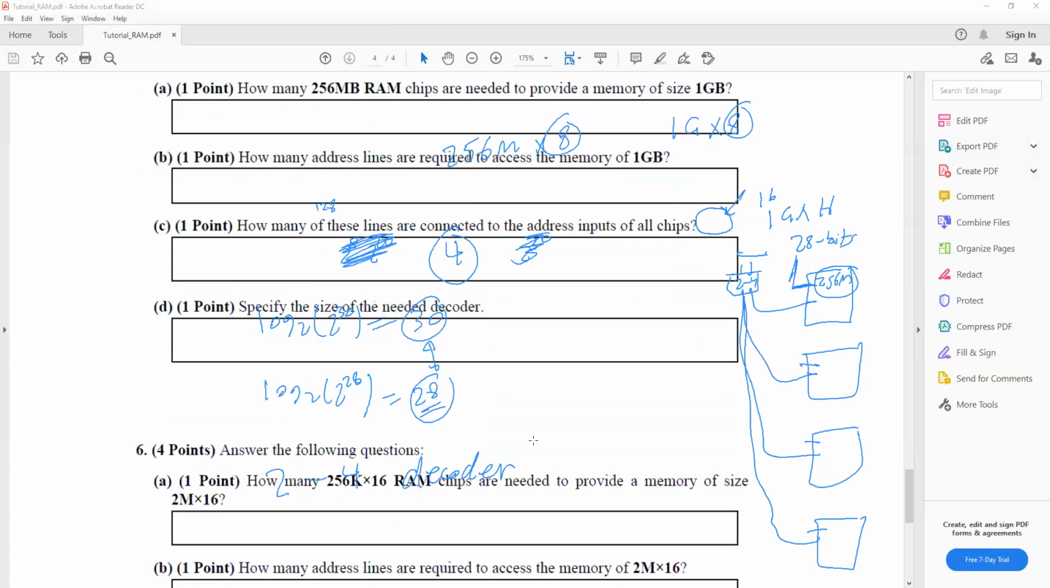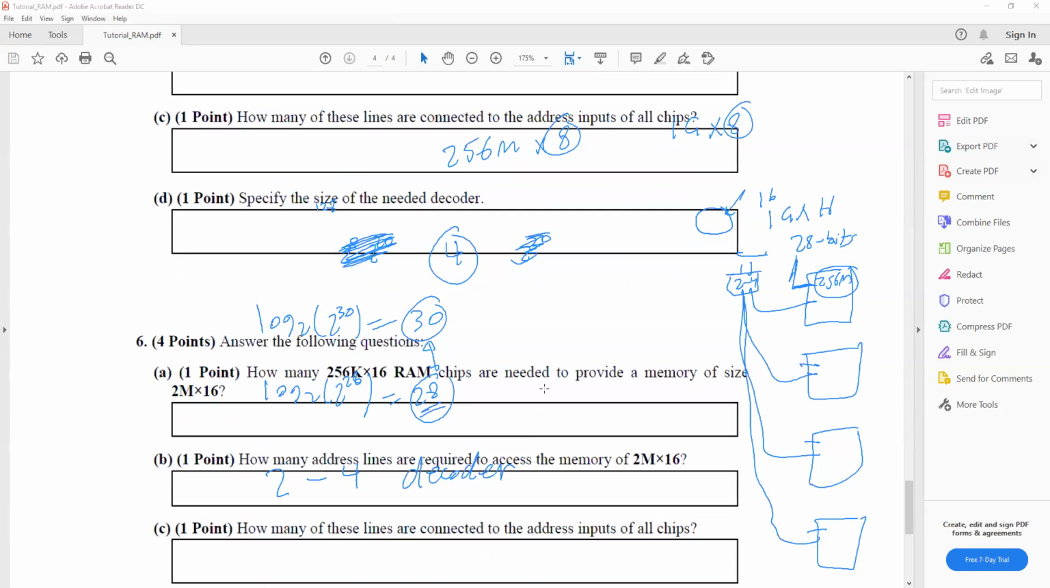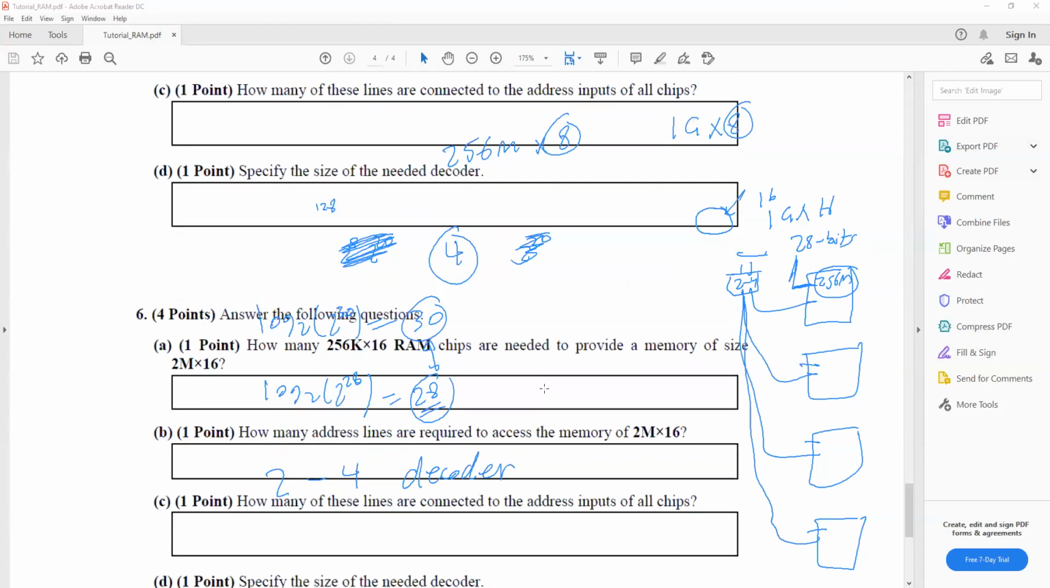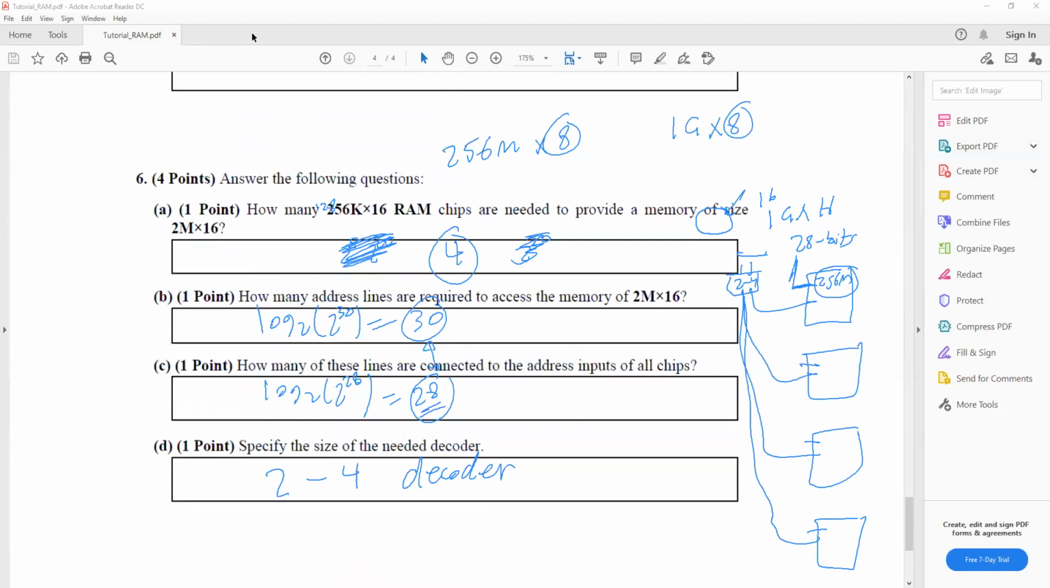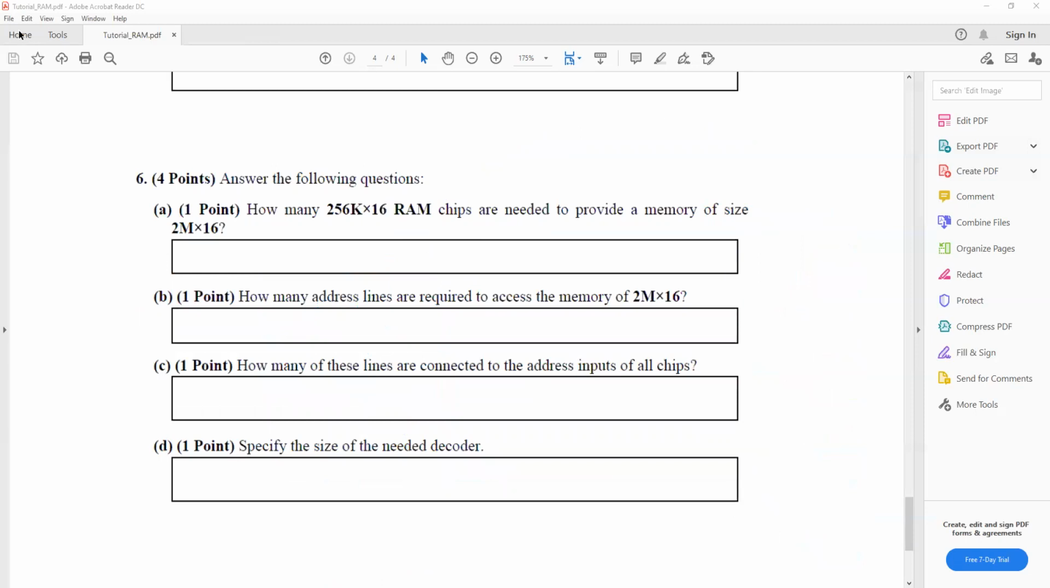Let's see the next question. Is it the same? The same question. Let's do it quickly. Okay, how many 256K by 16 RAM chips are needed to provide a memory size of 2 mega by 16? The data bits are the same, so I just need to divide 2 mega over 256K.